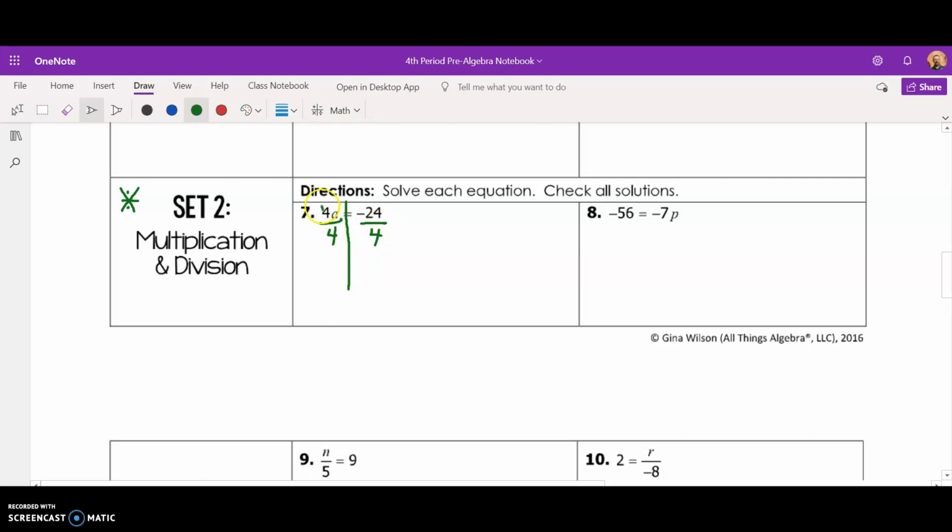Now 4 divided by 4 is 1, which leaves me with 1a equals negative 24 divided by 4 is negative 6. Now 1 times a is just a equals negative 6. So let's check this one out. 4 times negative 6, does that in fact equal negative 24? Well, it does in fact equal negative 24, so our solution here is negative 6. Alright guys, I want you to pause the video and try number 8.